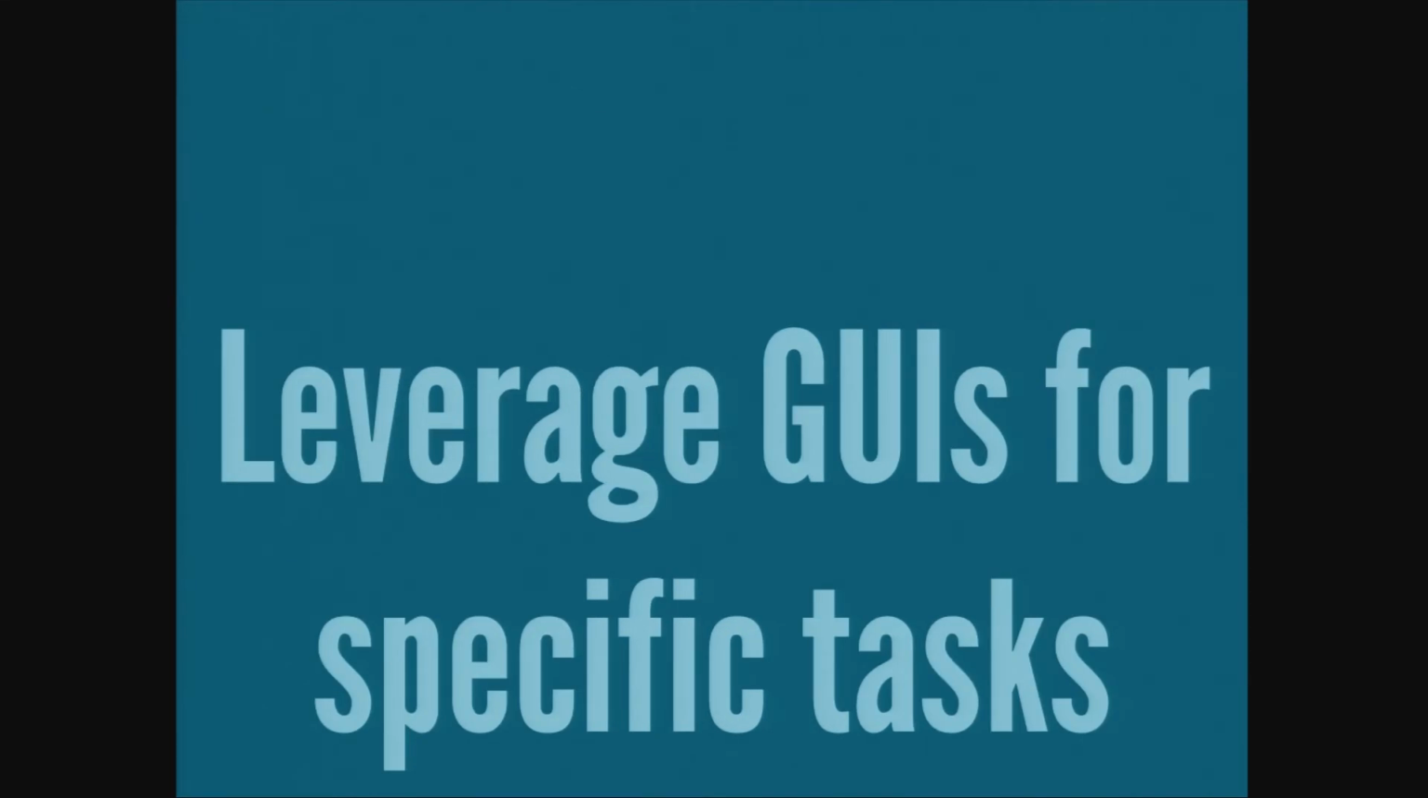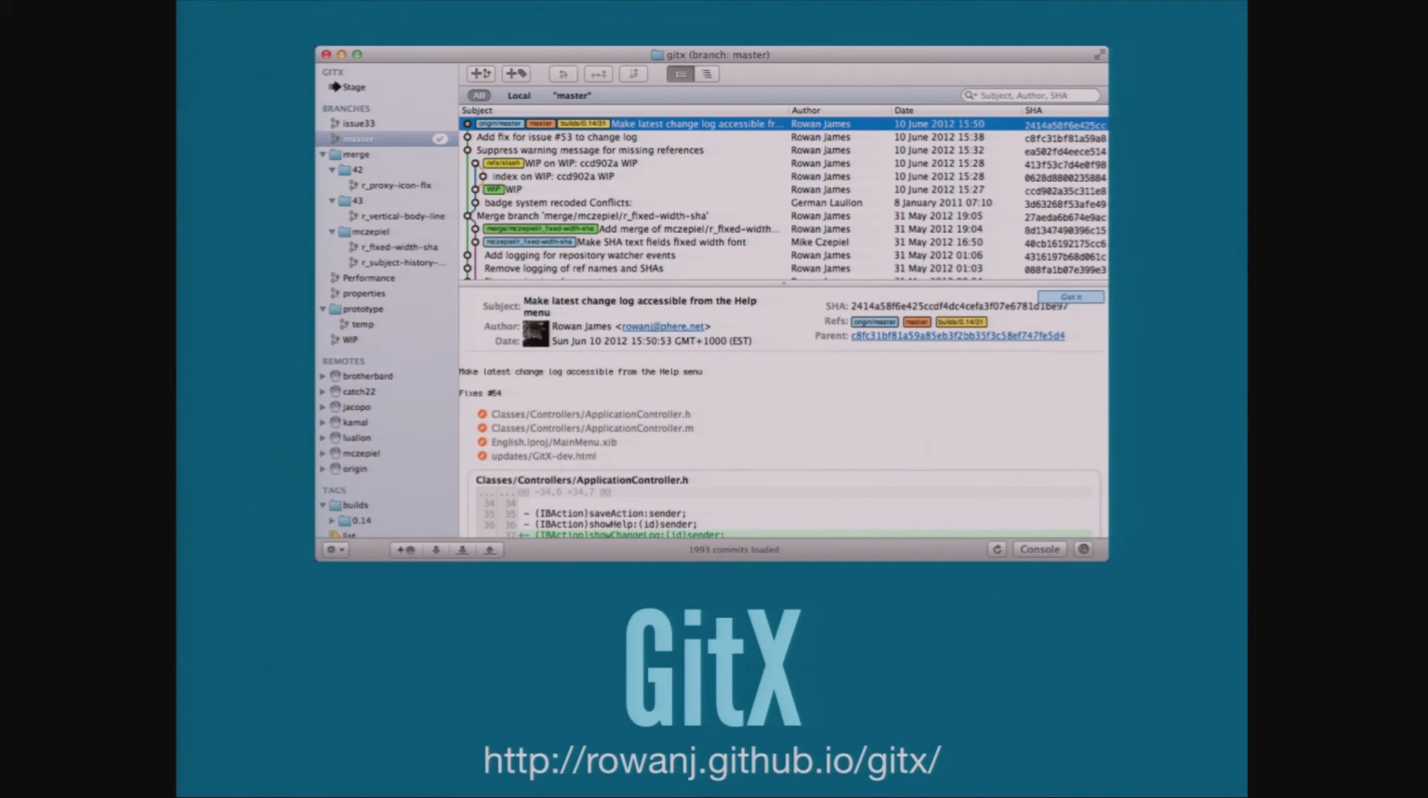So I use a GUI, I use gitx, for specific tasks like staging hunks of a file as logical commits. So this is gitx. There are a bunch of forks of gitx. The original gitx is no longer maintained, so I use this one by Rowan J.